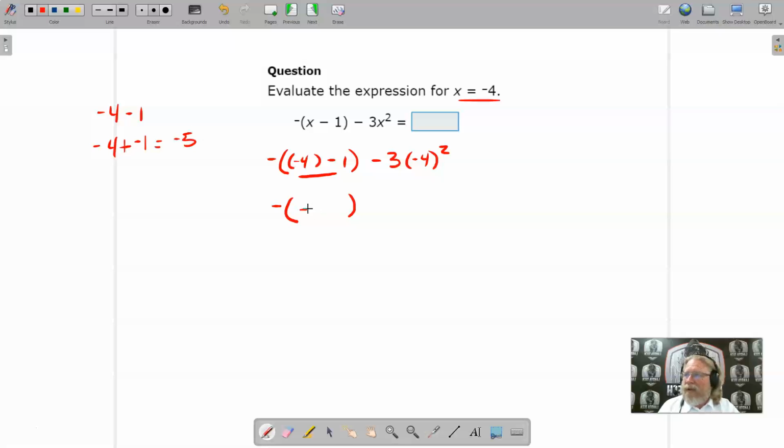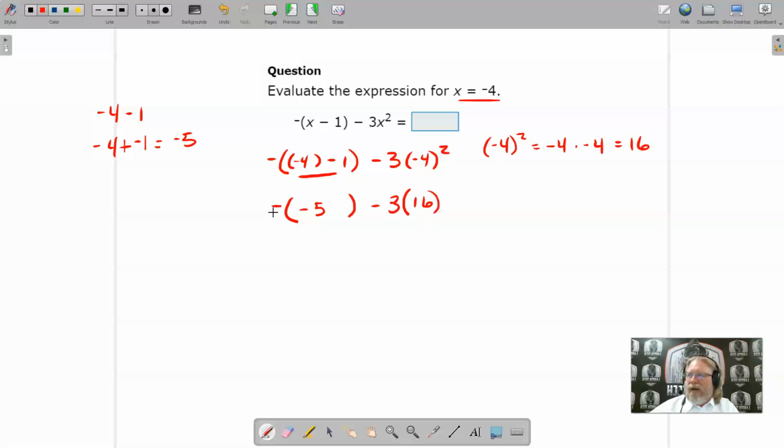So I end up with -5 minus, and then 3 times whatever this is squared. So this square, -4 squared, is going to equal, take the base, -4 times -4. Negative times negative is positive. 4 times 4 is 16. So this is going to be 16 right here. So I took care of that exponent.